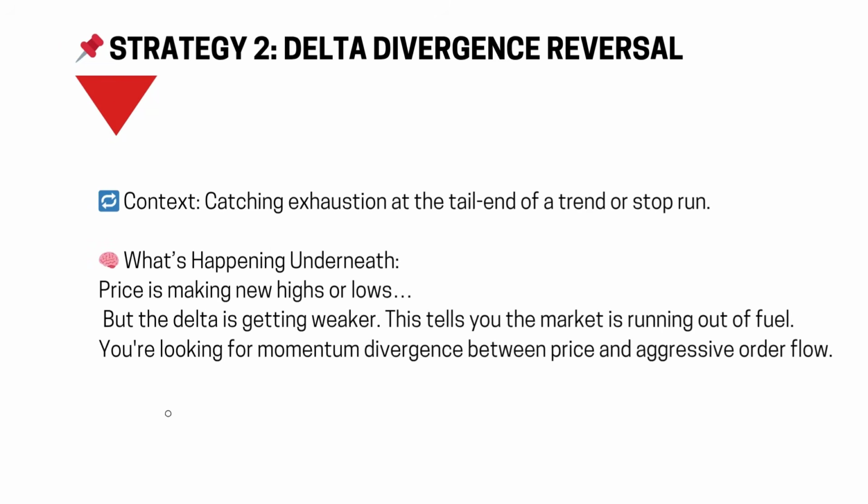So strategy 2, delta divergence reversal. The idea behind this: catching exhaustion at the tail end of a trend or stop run. What's happening underneath the hood? Price is making new highs or lows, but the delta is getting weaker. This tells you the market is running out of fuel, and you're looking for momentum divergence between price and aggressive order flow. So let's look at a possible long and short trade scenario.